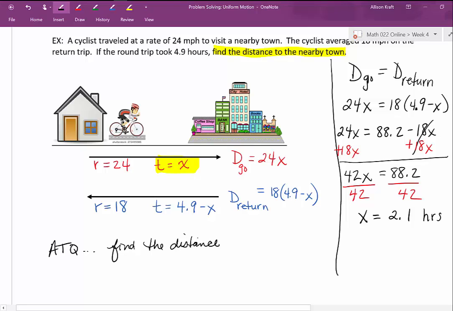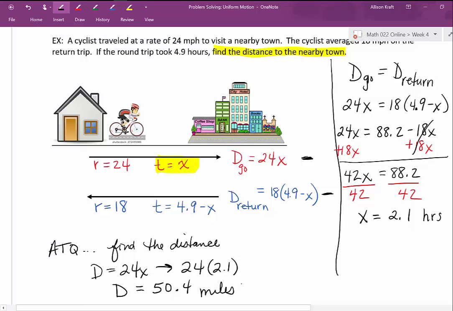Since the distance going is equal to the distance returning, we can plug this value of 2.1 into either of our distance expressions for x. I'm going to choose the one that looks easier, which would definitely be the distance expression for going. The distance is going to be 24 times x, which is 24 times 2.1. Our distance is equal to 50.4 miles.